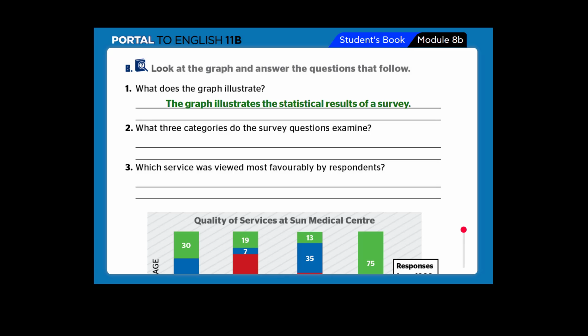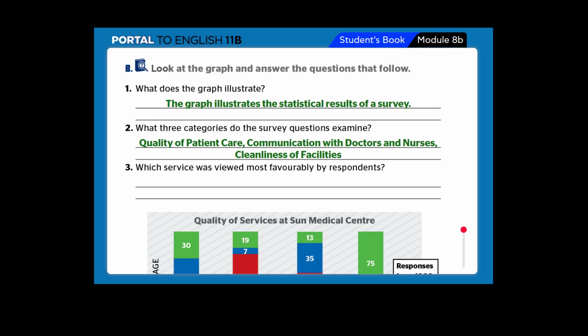2. What 3 categories do the survey questions examine? Actually, there are 4. Number 1, quality of patient care. Number 2 and 3, communication with doctors and nurses. And number 4, cleanliness of facilities.